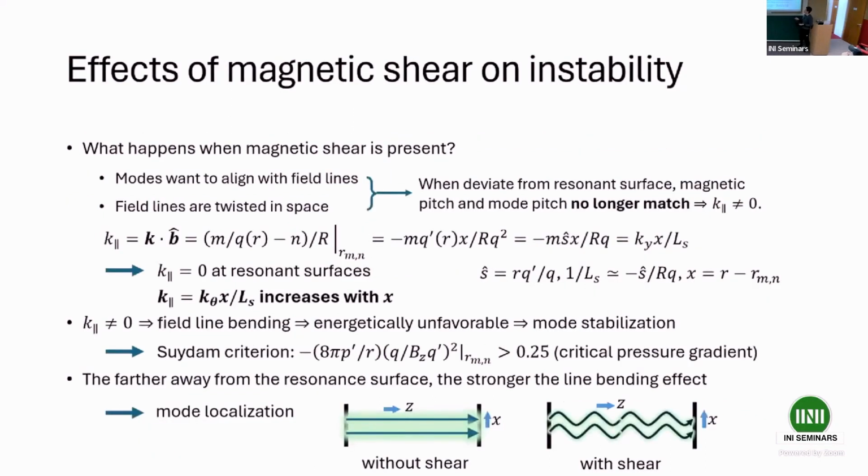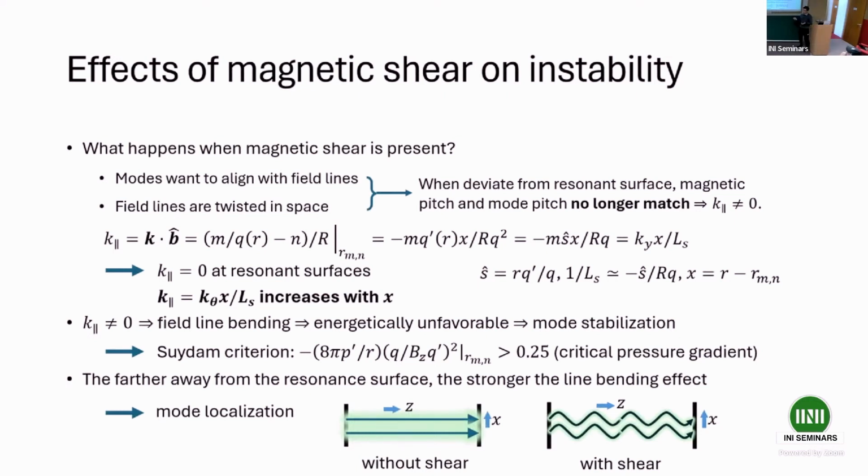However, what happens when magnetic shear is present? The mode always wants to align with the field line because it doesn't want to bend the field line, which costs energy. At the same time, when magnetic shear is present, field lines are twisted in space. So when you deviate from the resonant surface, the magnetic field pitch changes, and the mode pitch and the magnetic pitch can no longer match, which means when you move away from the resonant surface, K parallel is no longer equal to 0. Mathematically, you can calculate K parallel in the presence of magnetic shear. You can see it's proportional to x, where x is the distance from the resonant surface in the radial direction.